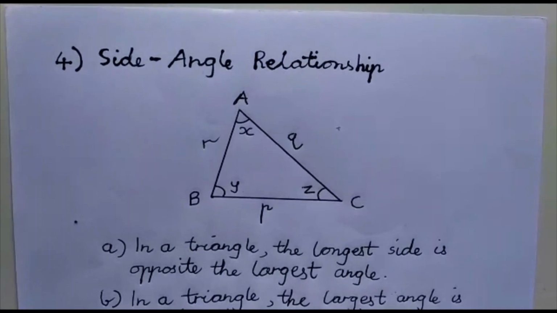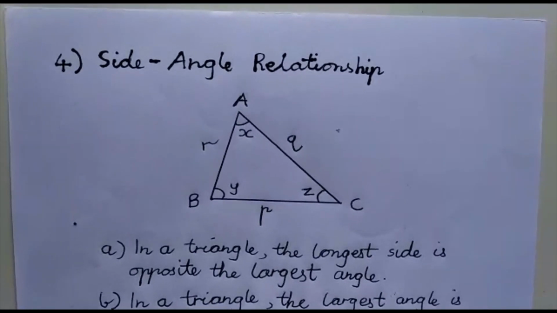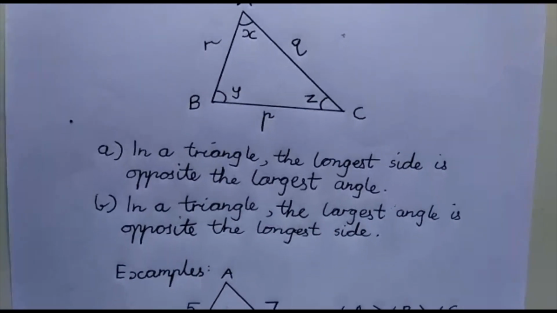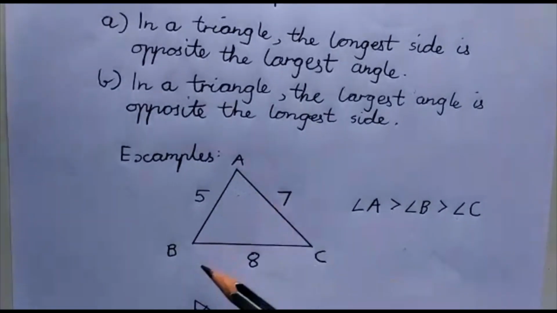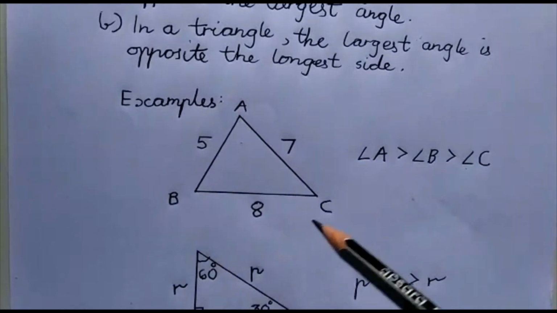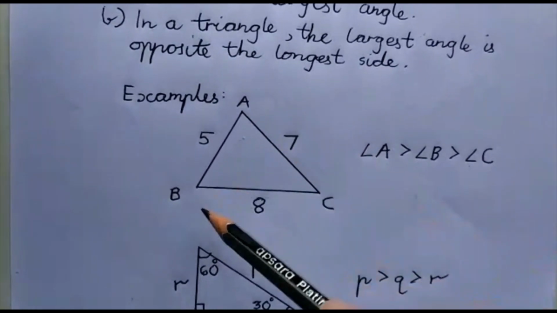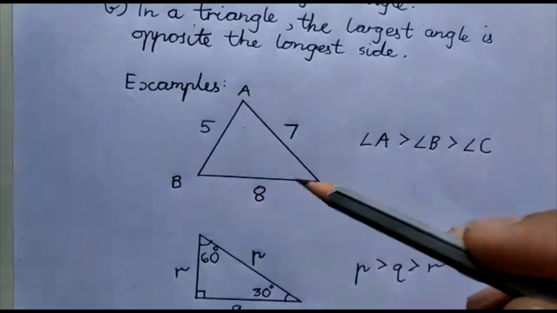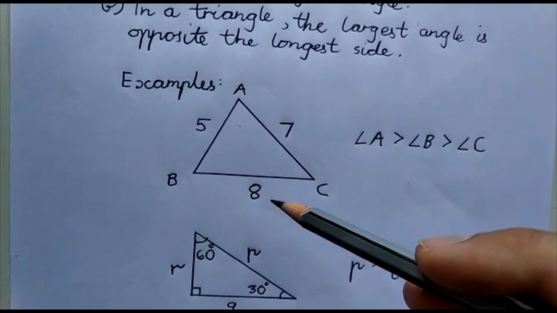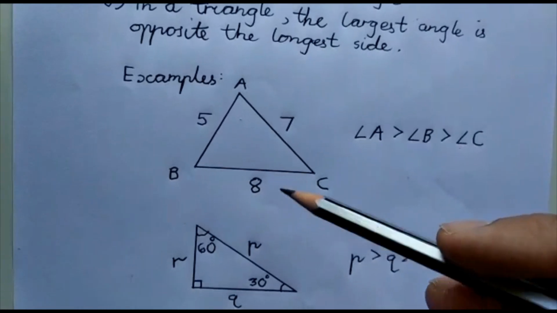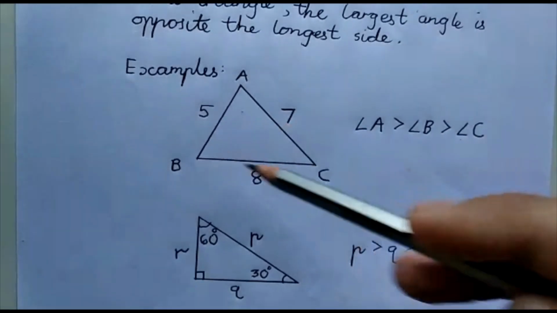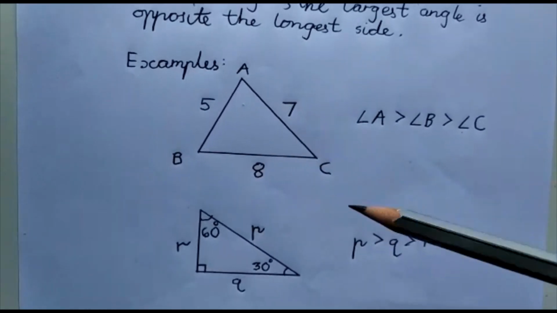The fourth theorem is the side angle relationship theorem. Let me first demonstrate this through an example. In triangle ABC, the sides are BC equals 8, AB equals 5 and AC equals 7. From these three sides, since BC equals 8 is the largest side, the angle opposite this side, which is angle A, will be the largest of the three angles in this triangle.